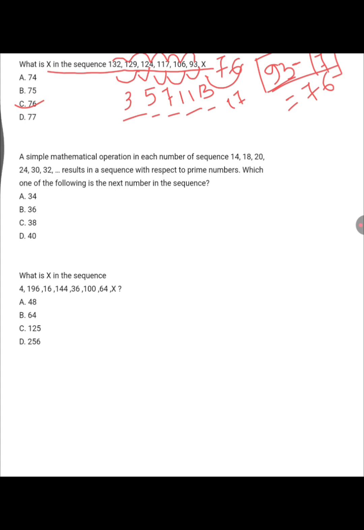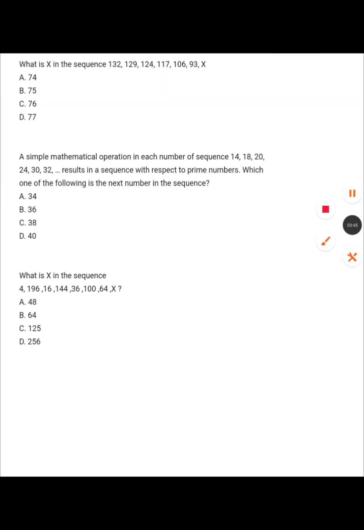A simple mathematical operation in each number of the sequence 14, 18, 20, 24, 30, 32 results in a sequence with respect to prime numbers. Which one of the following is the next number in the sequence? Okay, and it is going with respect to prime numbers. Okay, here 14, 18, 20.